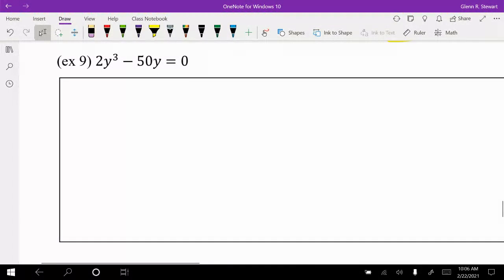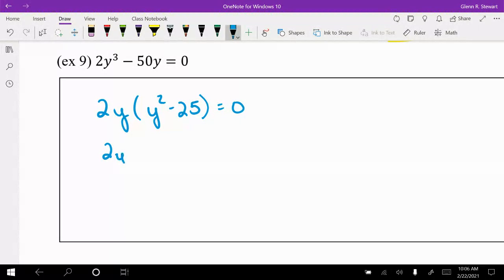Last example problem that I have for you, example number 9. I'm going to try and factor, like I usually do, greatest common factor out first. 2 and 50 both have a 2 in common. And then y cubed and y also have a y in common. So I'll be left with y squared minus 25. Very similar to the other problem that we did before, difference of squares: y minus 5 and y plus 5.